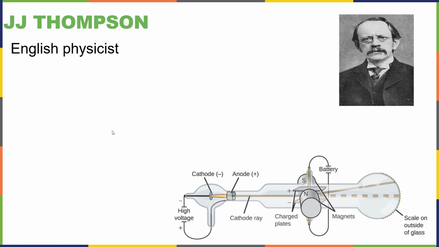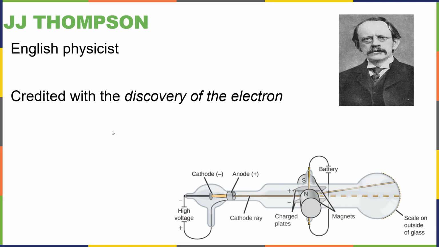There we go. He was an English physicist, credited with the discovery of the electron, and he used a piece of equipment called a cathode ray tube. I have one of these in my classroom, although it's inoperable. If I can find the video, I'll link it here to your Google Classroom.